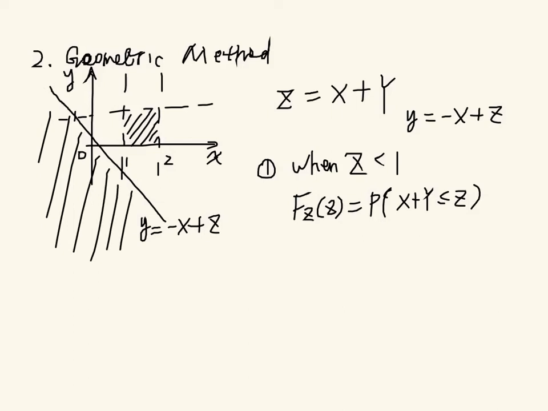That should be 0, because none of this area is inside of the shaded area, which x and y have values. And in the second situation, when z is between 1 and 2, the line should be drawn like this.